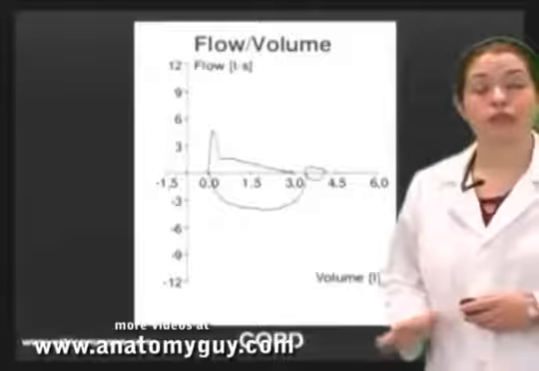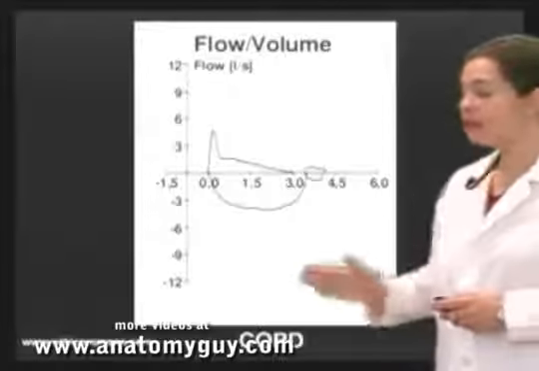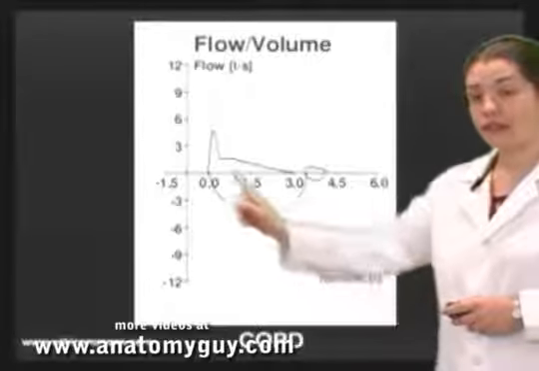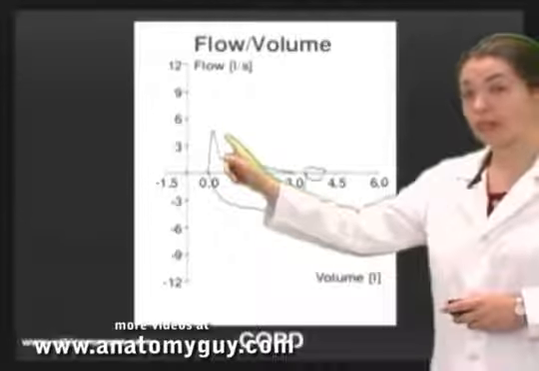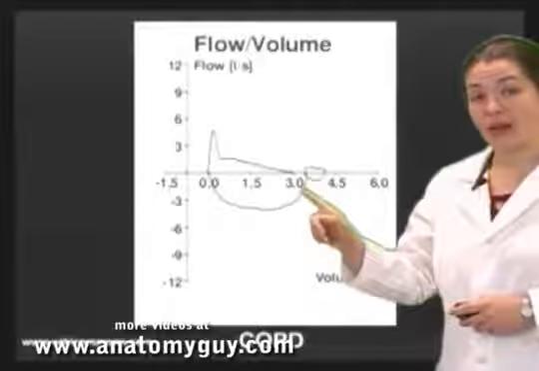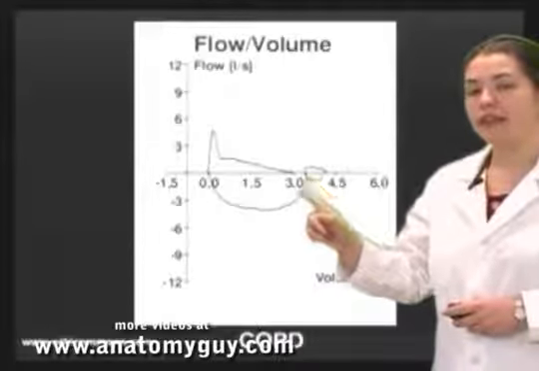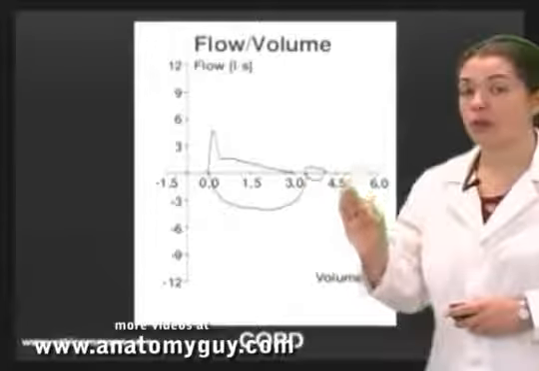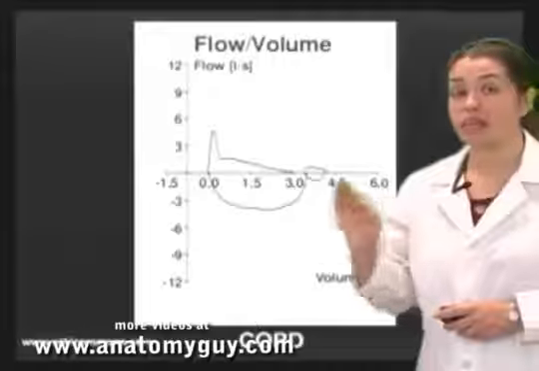Now let's look at a curve that is a little bit more abnormal. This is one of chronic obstructive pulmonary disease. As you can see, the FEV1 is a lot lower than on a normal curve, but our FVC is about normal. This will give us a low FEV1, and the ratio between FEV1 and FVC is also going to be lowered.